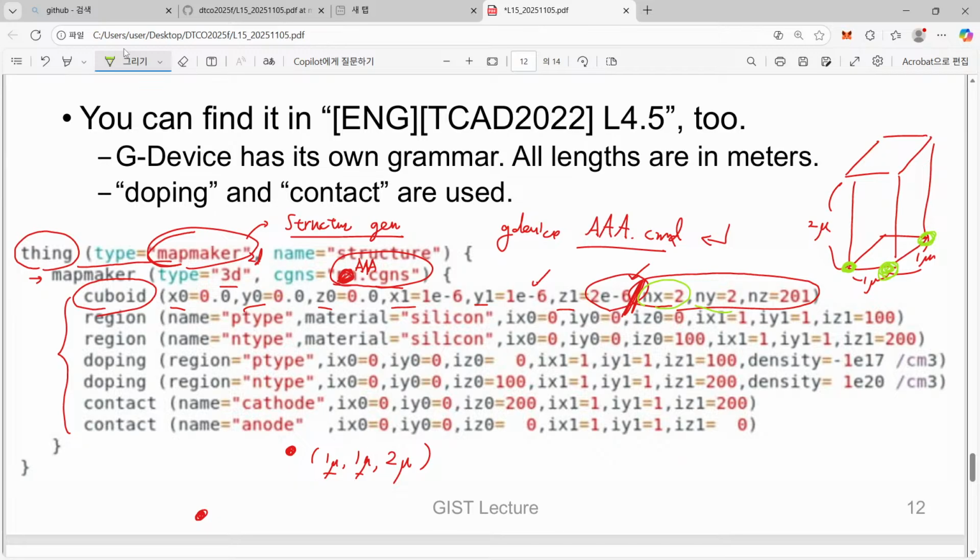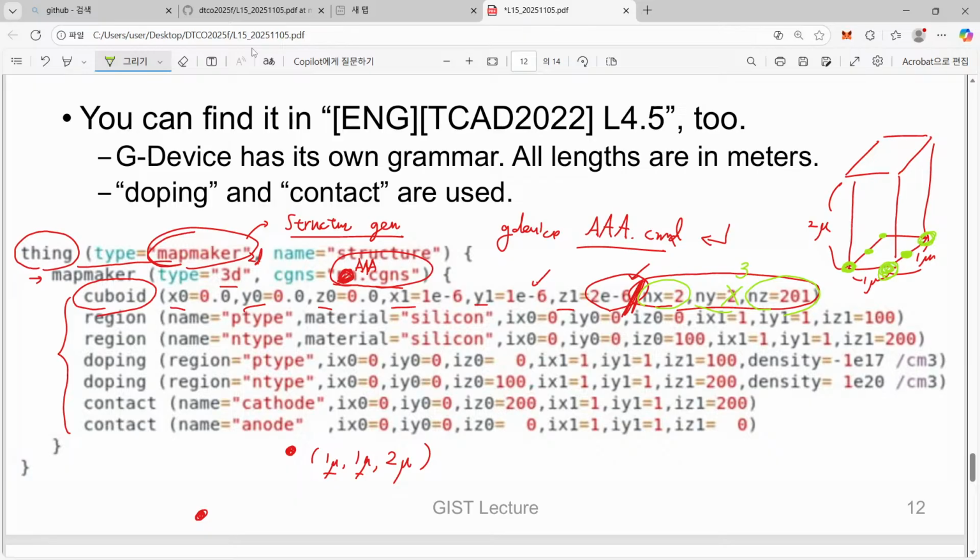So let me just ask you this question. If I say ny equal to 3, then what will happen? If we say ny equal to 3, then we will have 3 points for this y direction. So we will introduce 1 additional point for our y directional coordinate. If we say 100, then we will have more and more points. And you can find that example here.